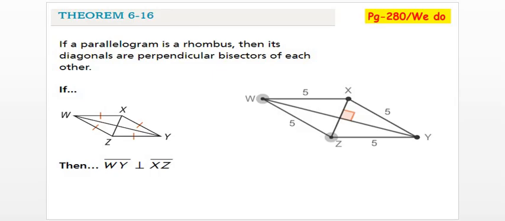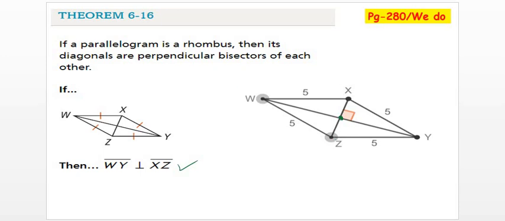Now theorem 6.16 says if a parallelogram is a rhombus, then the diagonals are perpendicular bisectors of each other. Perpendicular bisectors of each other means not only will they be perpendicular to each other, but this point will also become the midpoint, and the two diagonals will be bisected. Clear? Like for example, in general, if this one is 2 centimeters, this one will also be 2 centimeters. If this one is 4 centimeters, this one will be 4 centimeters. So the diagonals are not only perpendicular to each other, but they also bisect each other.